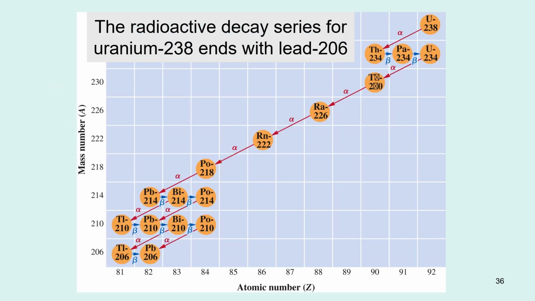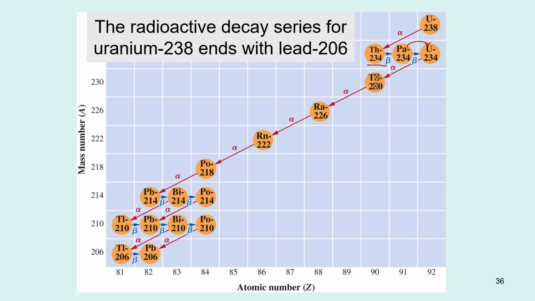So here's uranium-238. This is what a radioactive series is. You start with uranium-238, and it gives up an alpha particle to become thorium-234. That actually is not stable either, so it undergoes beta emission to give me Pa, and then gets back to uranium-234. That's not really very stable either, so it undergoes alpha emission.